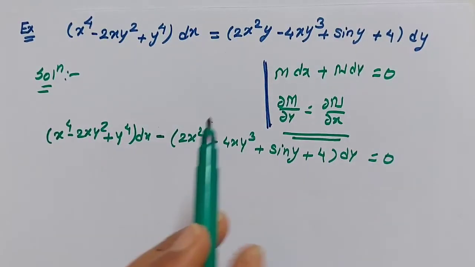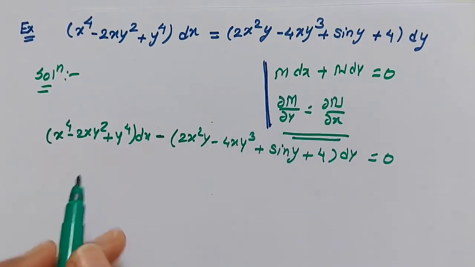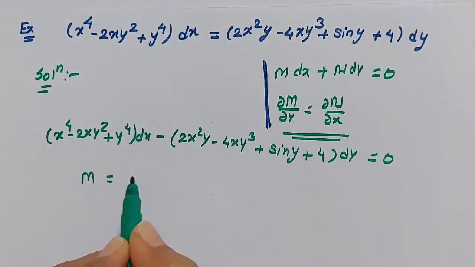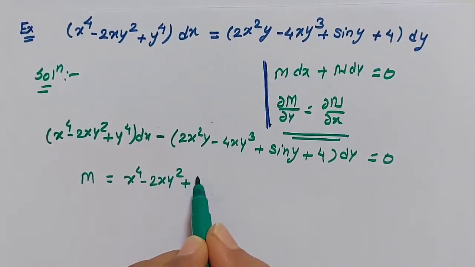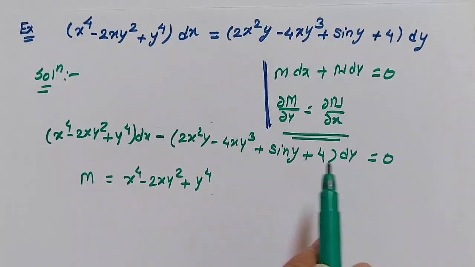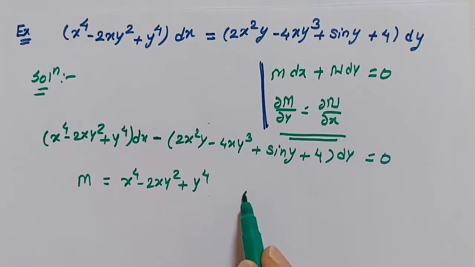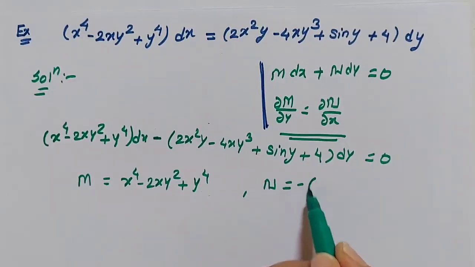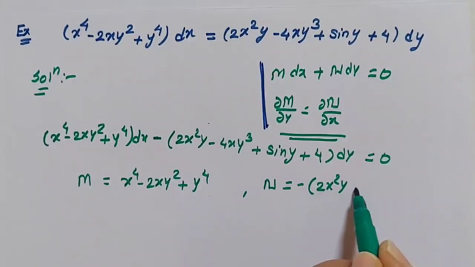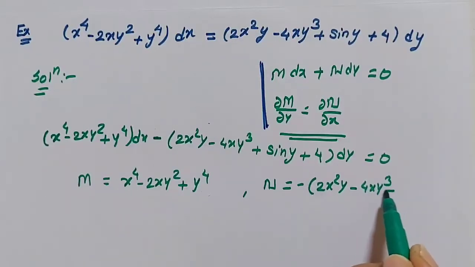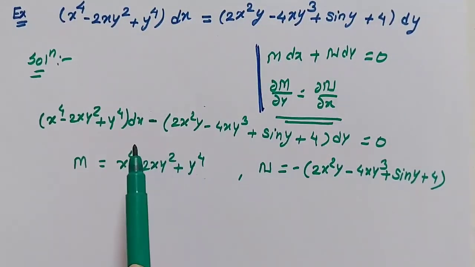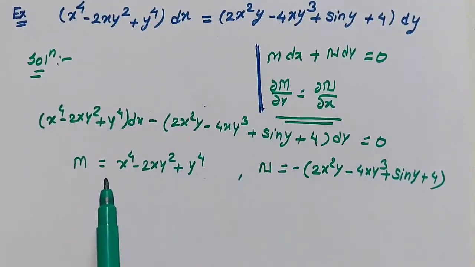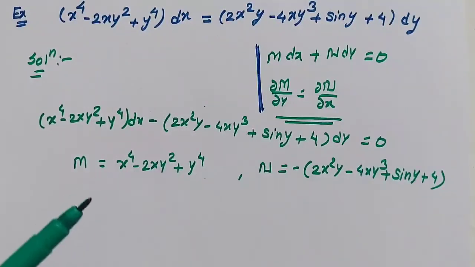Now compare this differential equation with the general form. Then the coefficient of dx is M equals x^4 minus 2xy^2 plus y^4. Similarly, equating the coefficient of dy, we get N equals minus in bracket (2x^2 y minus 4xy^3 plus sin y plus 4). To test whether the given differential equation is exact or not, we have to differentiate M and N partially with respect to y and x respectively.